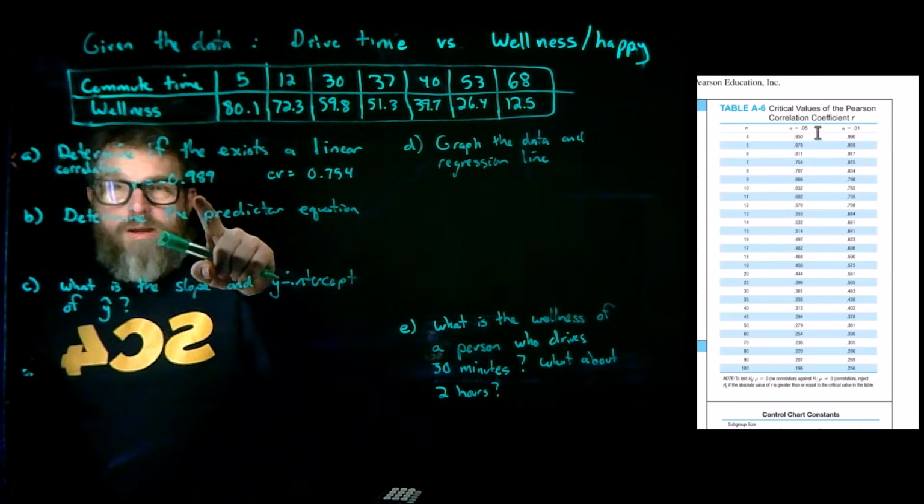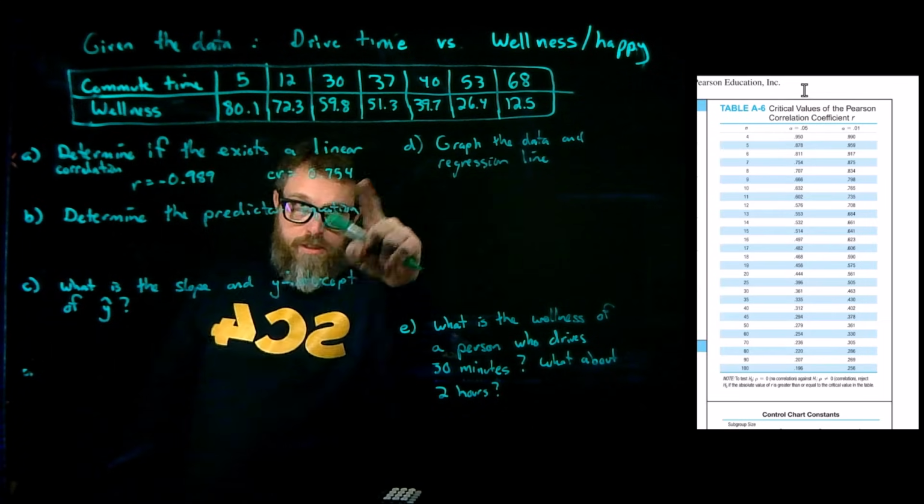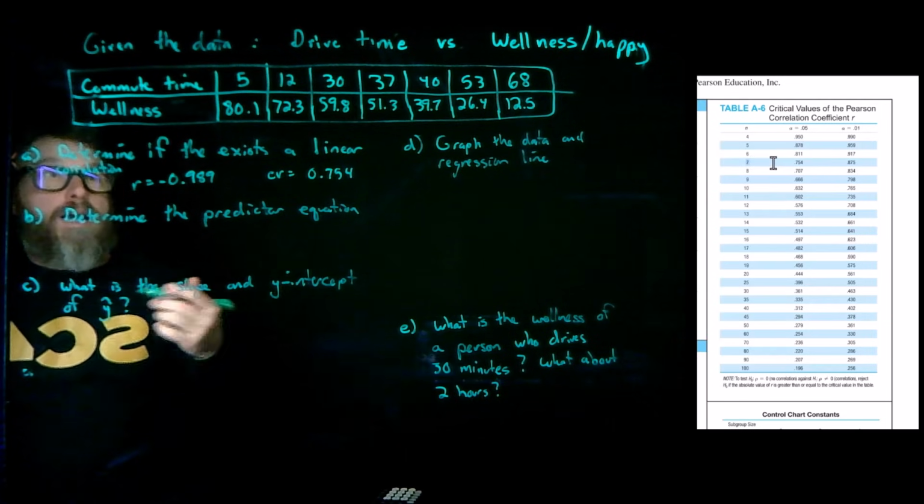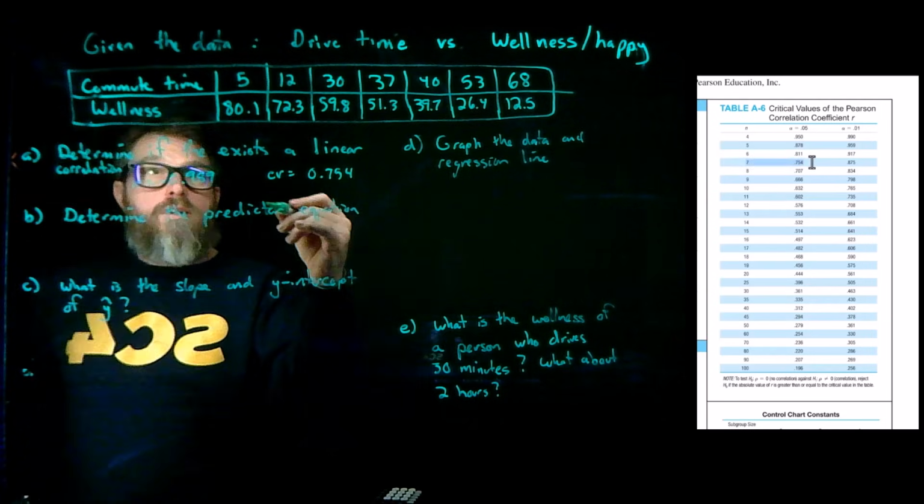Now we can answer, does a linear correlation exist? Well, is this number bigger in absolute value than this number? And we can see that it is. This number is bigger in absolute value than this one. So yes, a linear correlation exists.